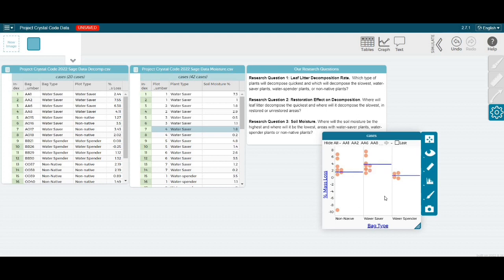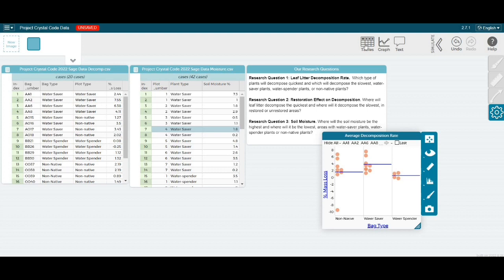Now that we have a mean, if we were displaying this graph to anyone else, we would want them to understand what they're looking at. So to do that, we have to change our title to be more descriptive. To change the title, we double click on the current title, which is cases, and then it should let us edit it. We'll be calling this average decomposition rate. That way, this graph is a lot more descriptive than it was before. Now anyone looking at it knows that they're looking at a graph of the average decomposition rate between these three plant types.